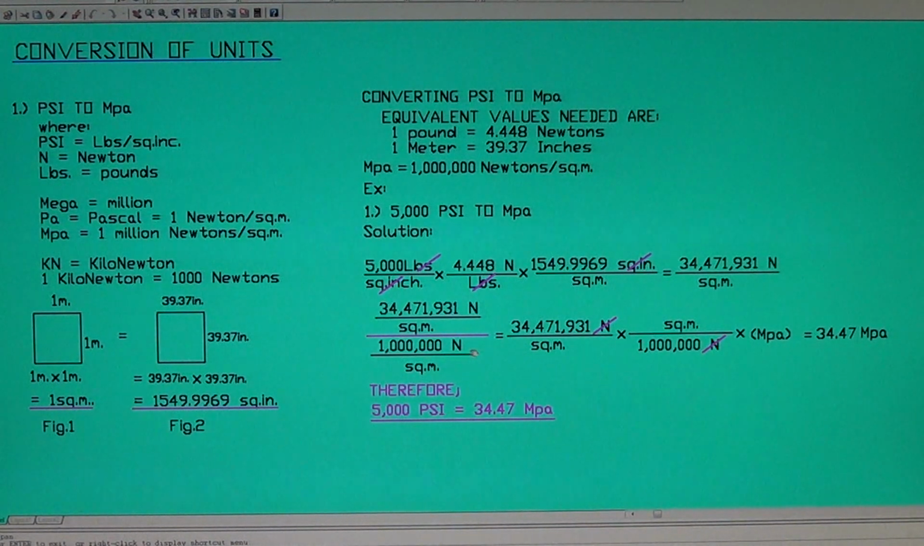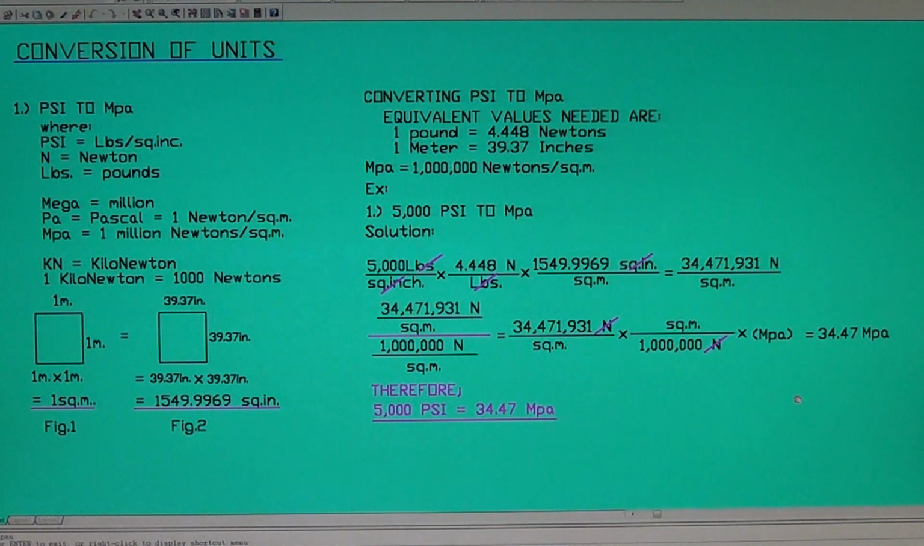So 34,471,931 divided by 1,000,000 gives you 34.47, and that's the MPa now. Alright, so therefore 5,000 psi is equal to 34.47 MPa. Alright, that's the MPa, psi to MPa.